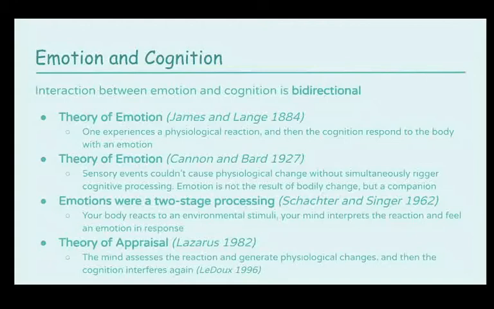But then Schachter and Singer also proposed another theory on emotion, in which they believe that emotions were a two-stage process. When your body reacts to environmental stimuli, your mind would interpret this body's reaction, and then your mind would think of an emotion in response to this physical reaction.